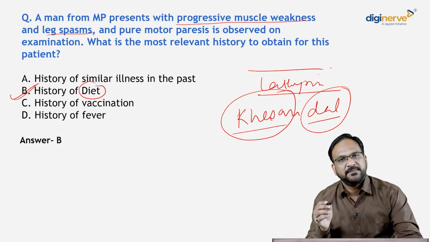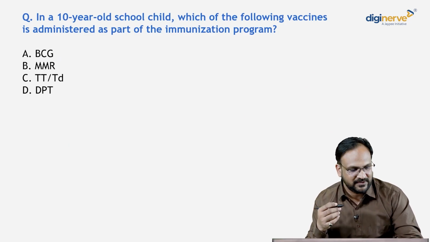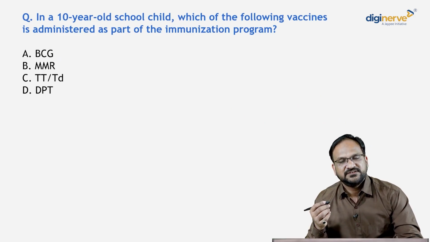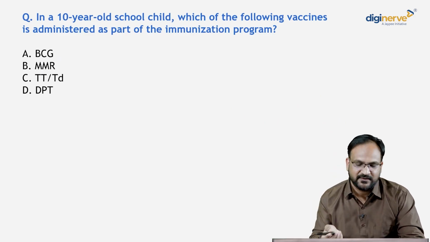Then the answer will be B. So these are very simple questions that have been asked in NEET PG 2021. In a 10-year-old school child, which of the following vaccines is administered as a part of the immunization program? So in the immunization program at the age of 10 years, what do you have to give?